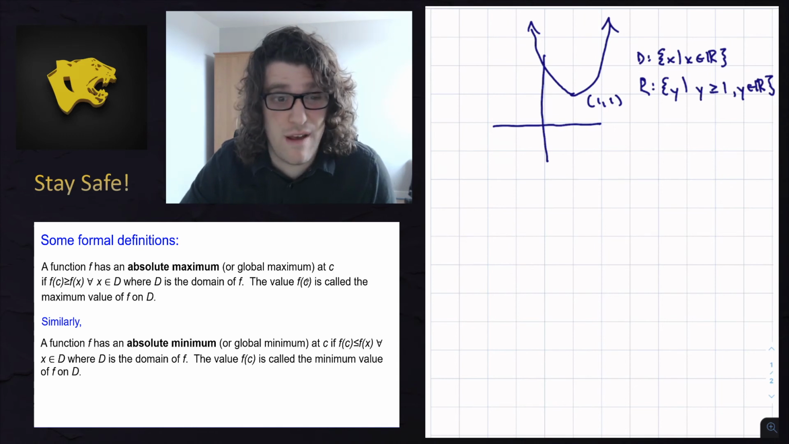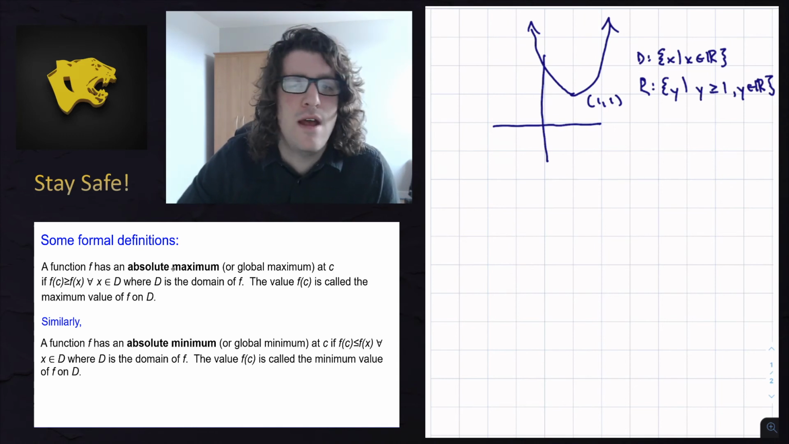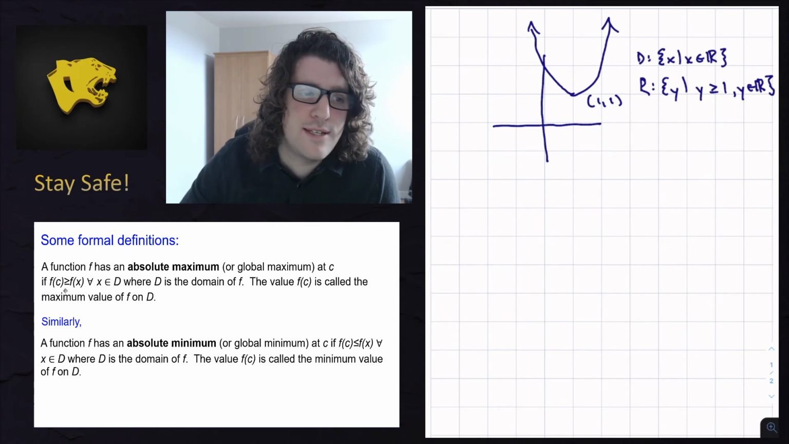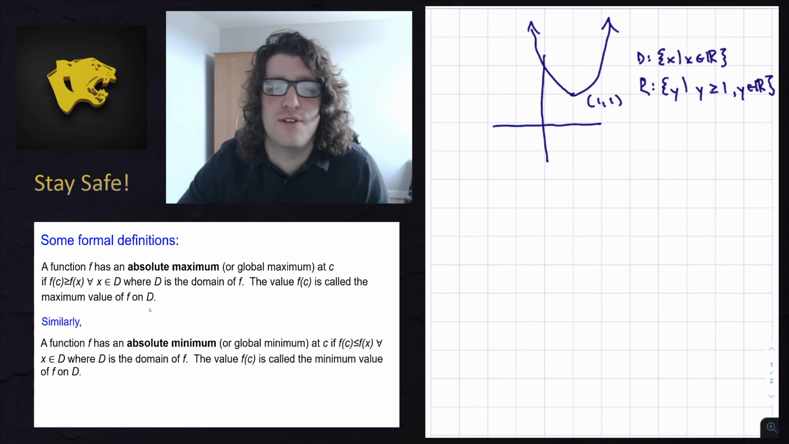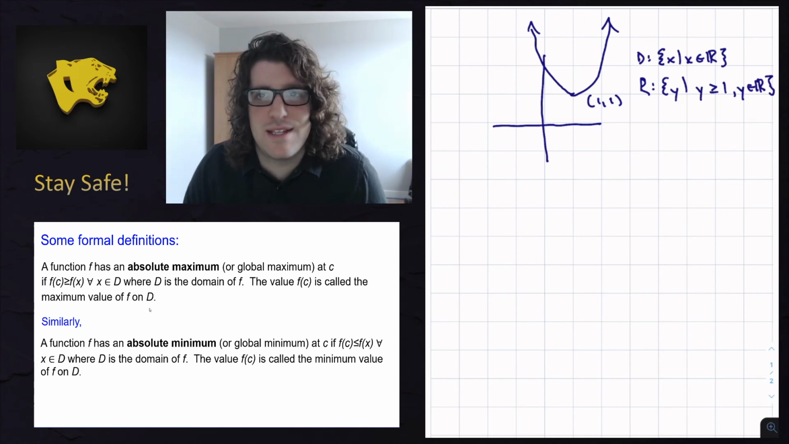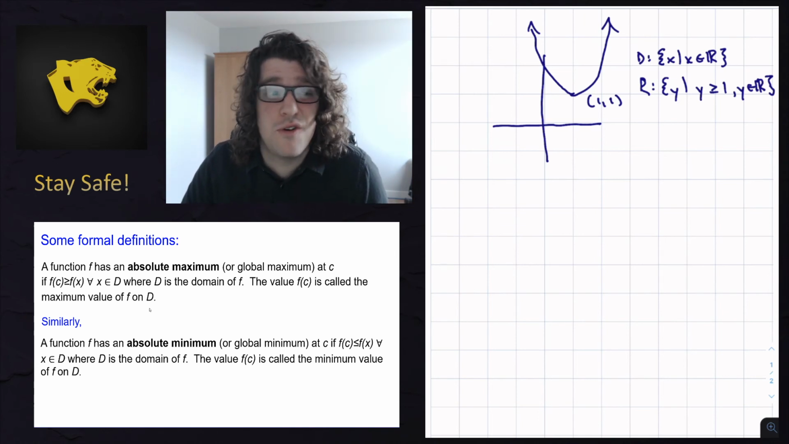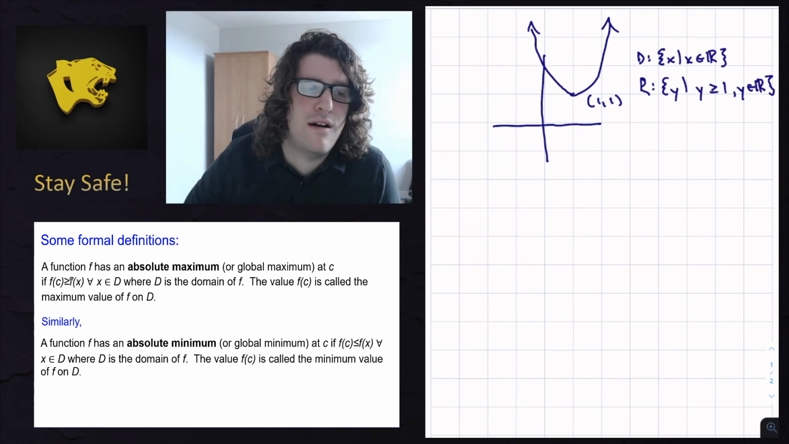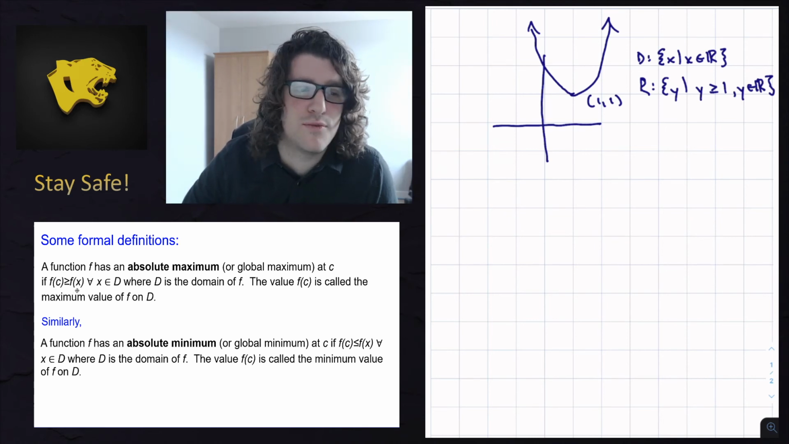If this generic value is actually an absolute maximum, then that's only the case if the y value at c, or the function's value when evaluated at c, is greater than or equal to the function at every, so this upside down A here means for every x that is an element of D, where D is the domain of f. It's basically saying that there is no other x value in the domain that will ever give you a range value that is greater than the c value that you've already found.